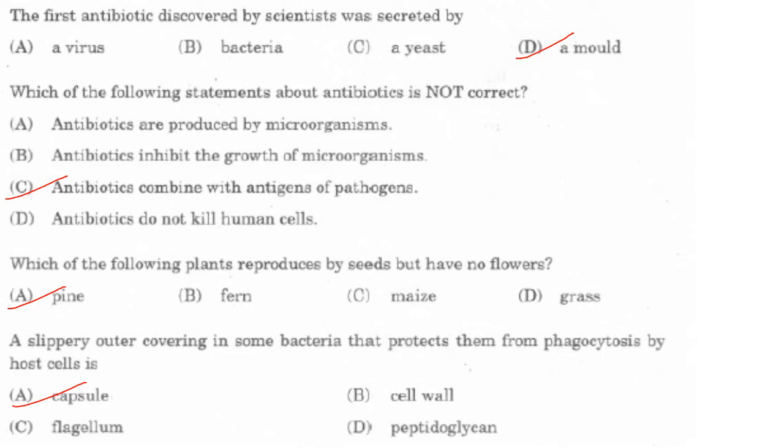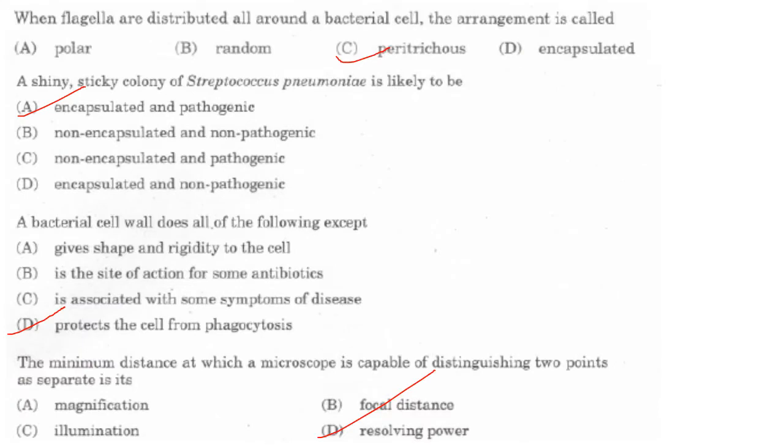Which of the following plants reproduces by seeds but has no flowers? Answer is option A, pine. A slippery outer covering in some bacteria that protects them from phagocytosis by host cells is the capsule. Answer is option A. When flagella are distributed all around a bacterial cell, the arrangement is called peritrichous. Answer is option C. A shiny, sticky colony of Streptococcus pneumoniae is likely to be encapsulated and pathogenic. Answer is option A.